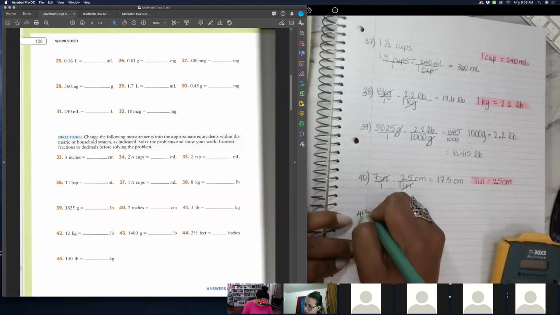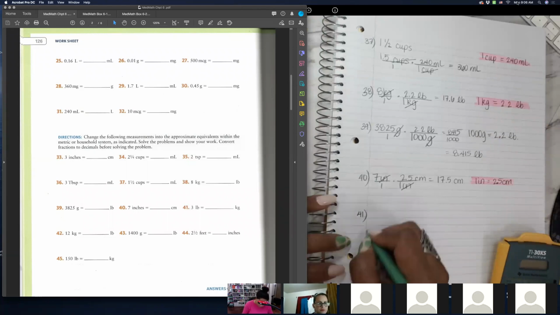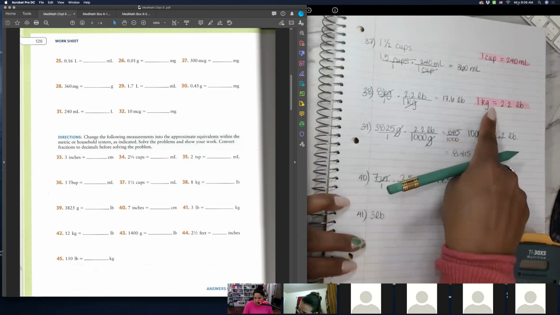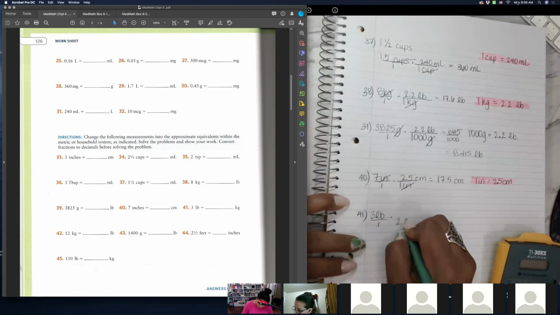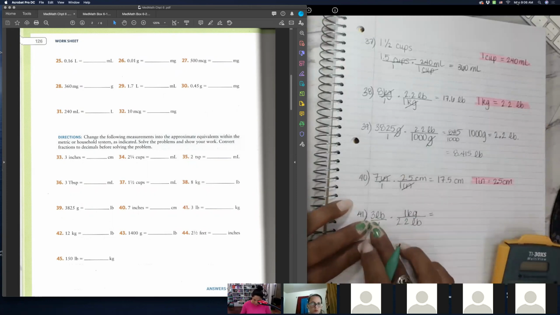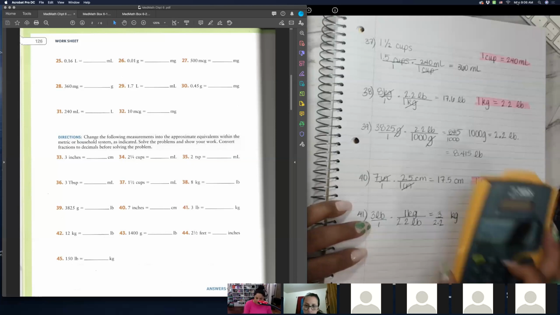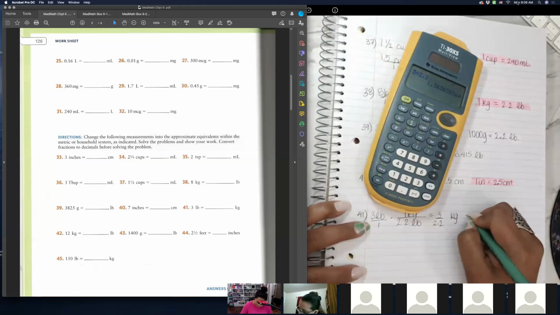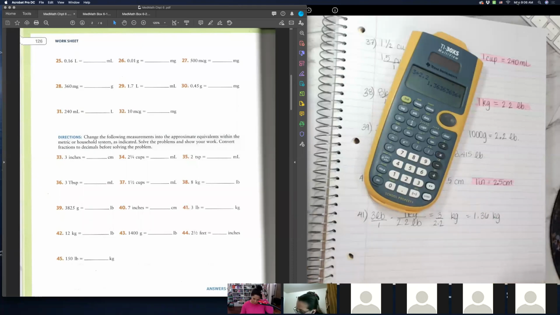All right, 41. We're converting 3 pounds to kilograms. So again, 1 kilogram equals 2.2 pounds. So 2.2 pounds is 1 kilogram. So all I need to do here is take 3 divided by 2.2, and that's going to give me 1.36 kilograms. I'm just going to round to the second decimal place for right now.